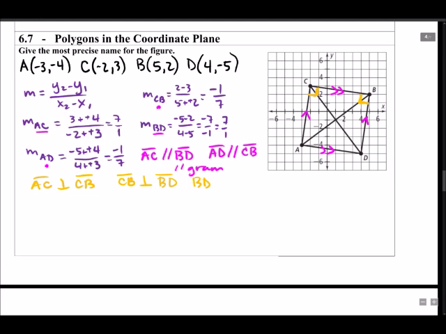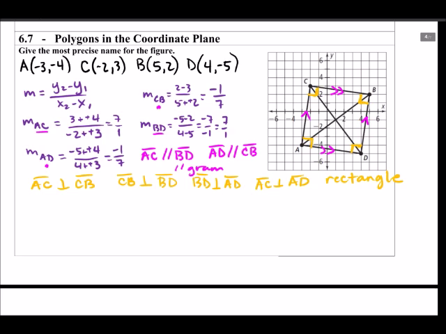And BD is perpendicular to AD, so we've got a right angle there. And you guessed it, AC is perpendicular to AD. So we've got a right angle there. So I have 4 parallel sides and 4 right angles. Now I've got a rectangle. Or I've got opposite sides are parallel, gives me a parallelogram with 4 right angles is a rectangle.